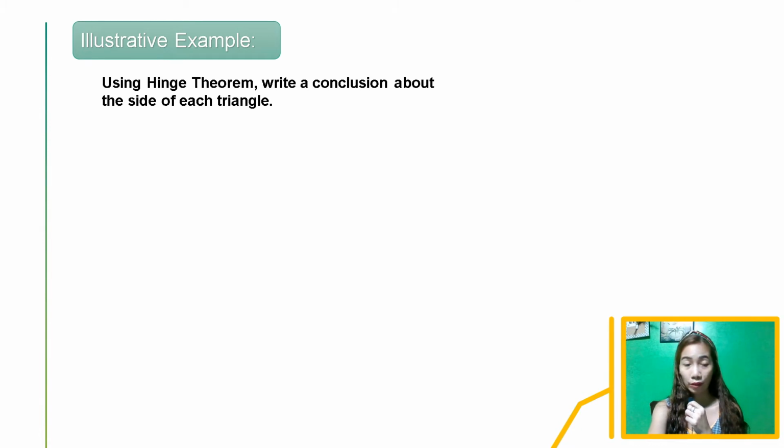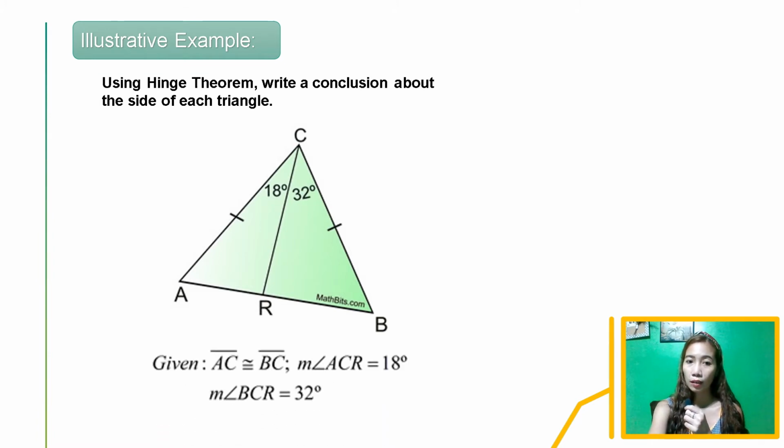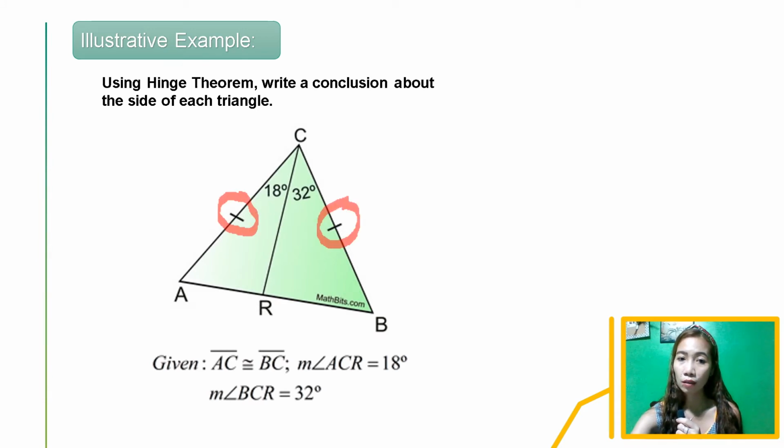Okay, let's have another example. Using the Hinge theorem, write a conclusion about the side of each triangle. So this is the triangle. What are the given? In this triangle, it says that side AC is congruent to BC. So obviously with that symbol, those two sides are congruent. And what else? Given the measurement of angle ACR. Nasaan ang angle ACR? It says that is 18 degrees.